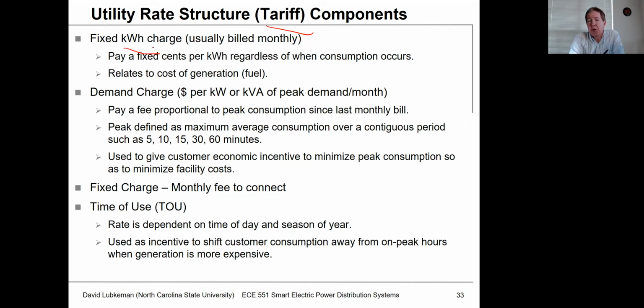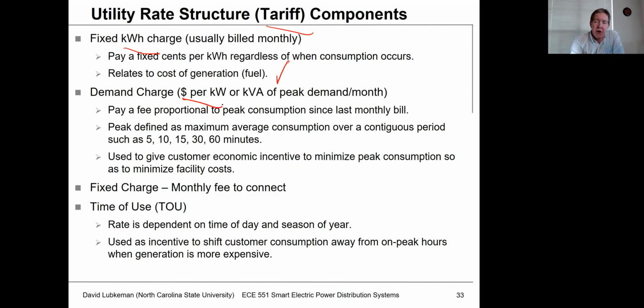This is something that's billed monthly. They pay so many cents per kilowatt hour. And sometimes there's no time of use characteristic to this, and so this could just be a fixed sort of number. This relates to the utility's cost of generation or fuel.